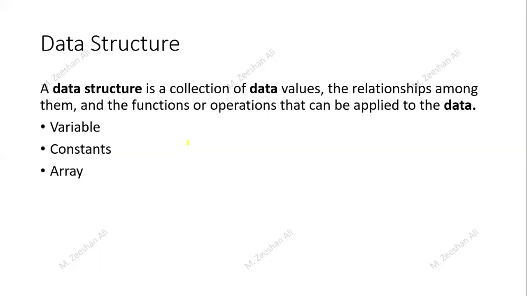Okay, so the different data structures we have: the very first thing is variable, the second thing is constant, and the third thing is array. There are multiple other data structures as well that will come in front of you when you learn advanced programming. For example, there is a heap, a stack, or a list, but we are not going to discuss them. In our O-level syllabus, only these three data structures need to be focused on.